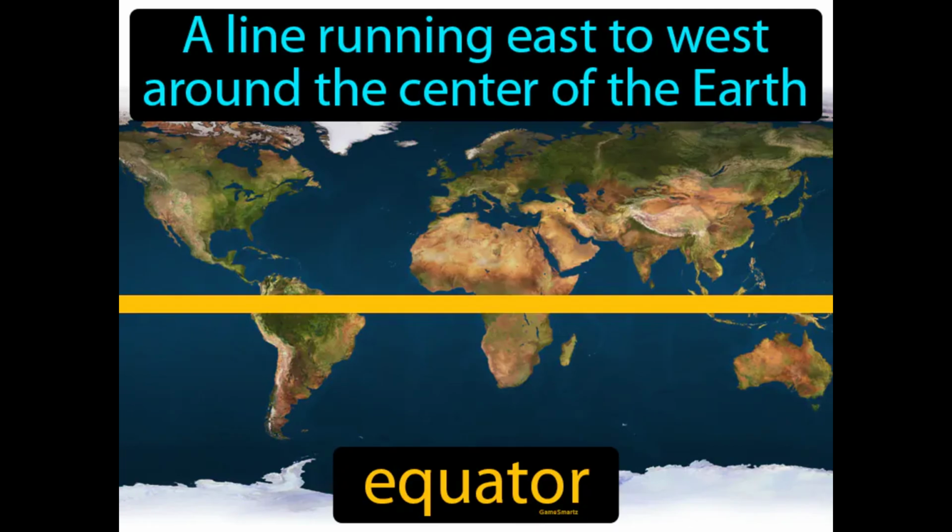A line running east to west around the center of the Earth. Equator. The equator is an imaginary line that divides the Earth into the northern and southern hemispheres.